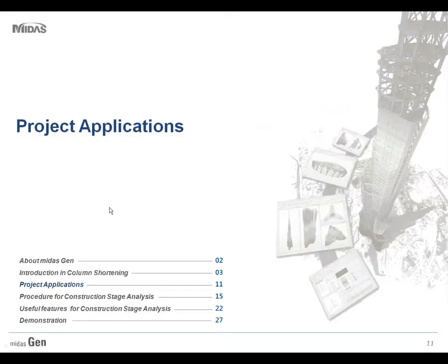So we have seen the general concept of the construction stage and column shortening. I would like to show you the project application which has been done using Midas Gen for the column shortening analysis.